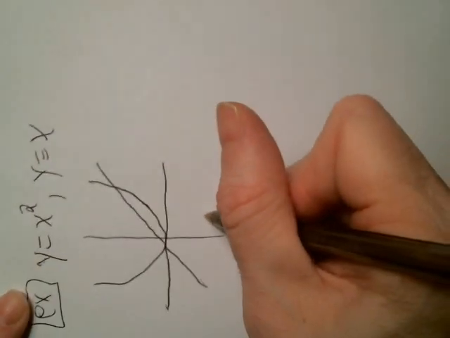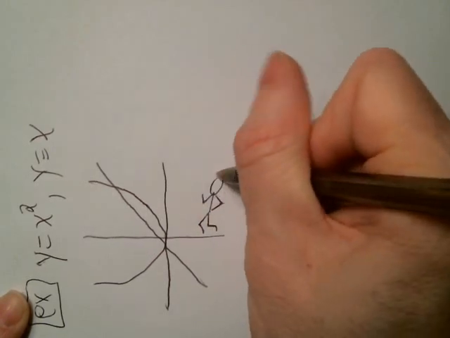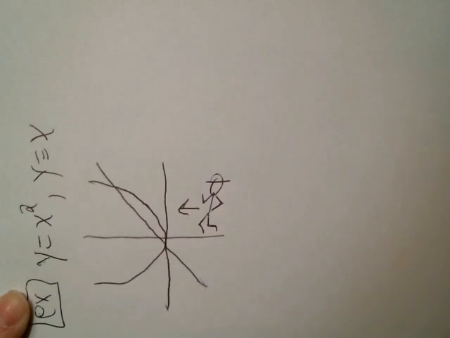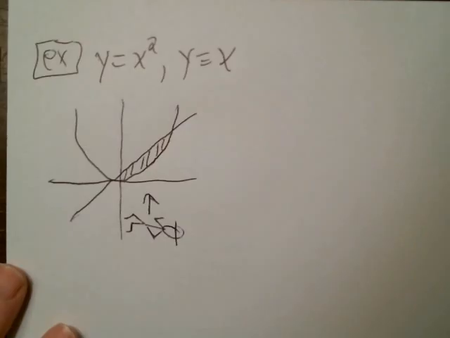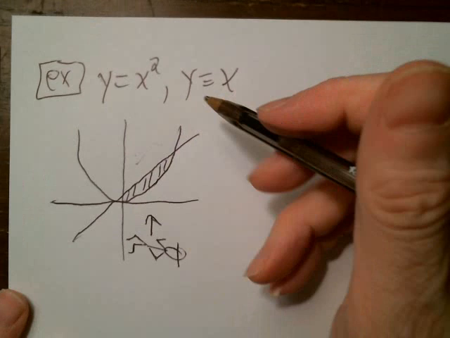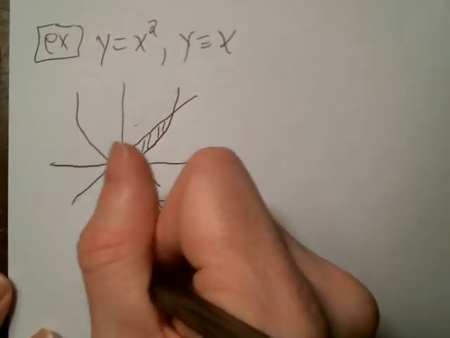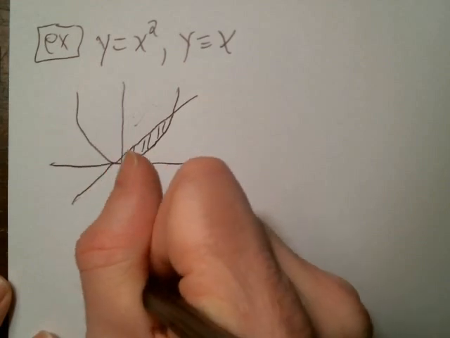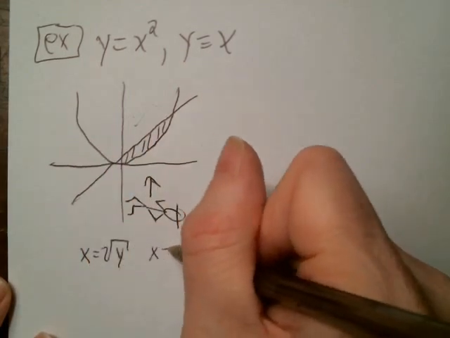But now I want to put my running man on the y-axis. Okay, like that. And here's my region that I'm trying to find the area of. I'm going to put these in terms of y. So the first guy, I'm going to take the square root on both sides. x is equal to the square root of y. And then on the other guy, I'm putting x equals y.